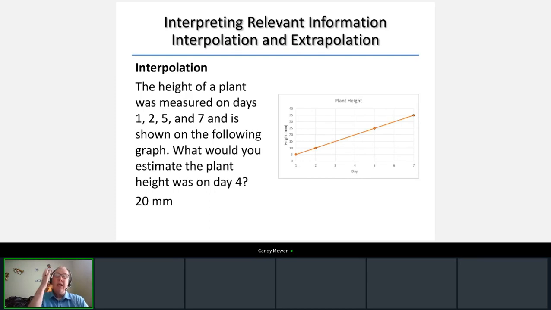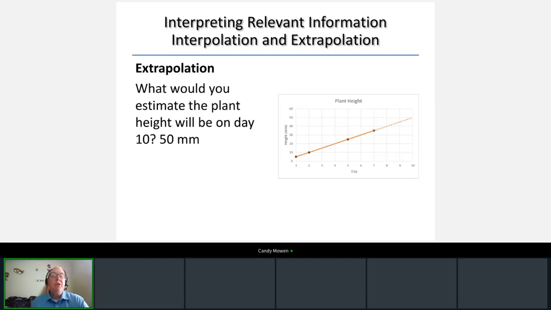So there again, you want to make sure you have your axes labeled: height in millimeters and the day. So it was measured. What would the estimate of the plant height be on day 4? So you go out here to 4 and you go up, and look across where they intersect. It's 20 millimeters.